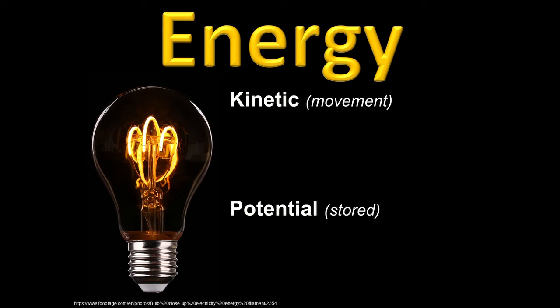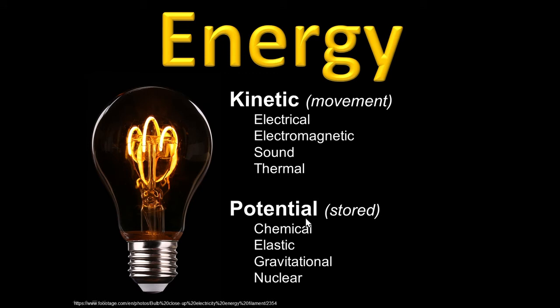Energy can be split into two main categories: kinetic energy, where things are moving, or potential energy, where the energy is just stored. Some types of kinetic energy would be electricity, electromagnetic, which is just light, sound, and thermal, or heat. And potential energy could be like chemicals, elastic potential energy, gravitational potential energy, and nuclear potential energy.